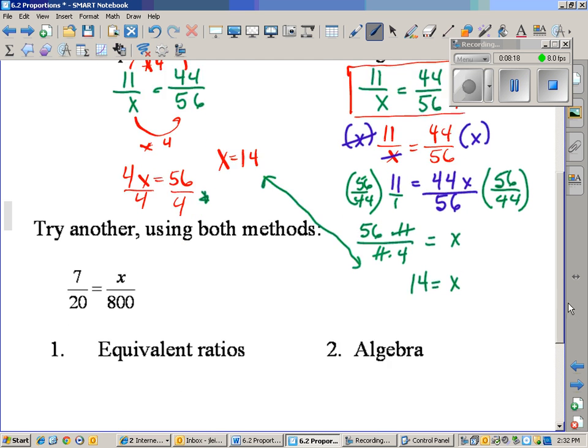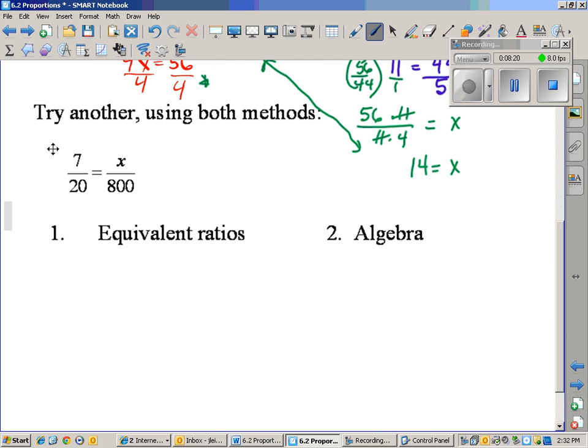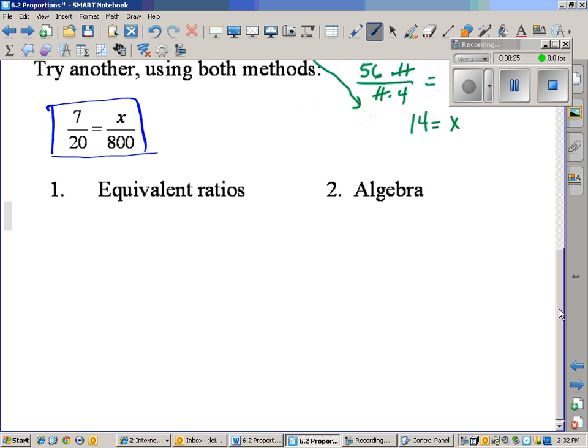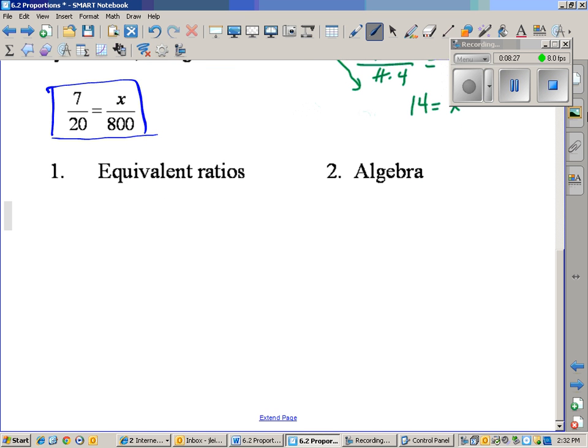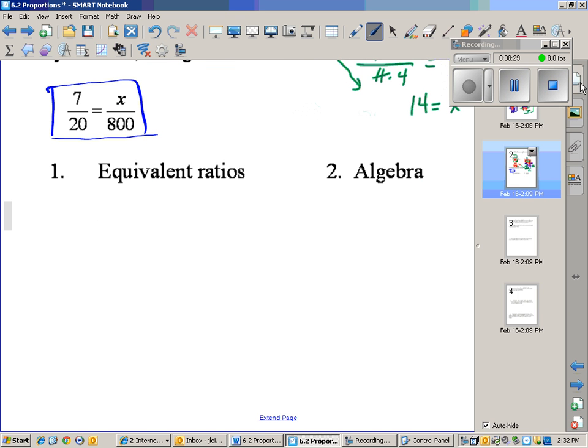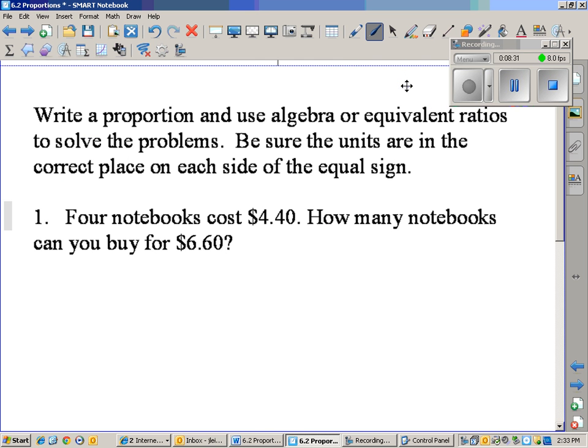So I've got one more that I want you to do, this one right here, using both methods, equivalent ratios and algebra, and we'll talk about that one in class when you get back. Now the next thing and the last thing we're going to do in this note section is actually set up some proportions from word problems. And this is where I think proportions are really fun, because it's easy to see a proportional relationship, and once you set up the proportion, you're going to be able to solve your word problems pretty quickly.